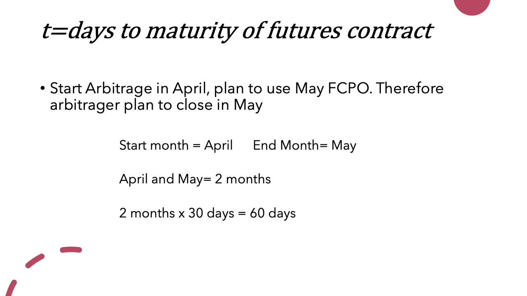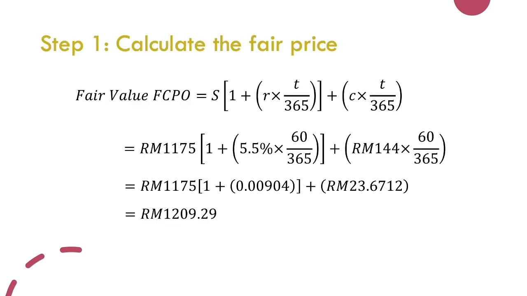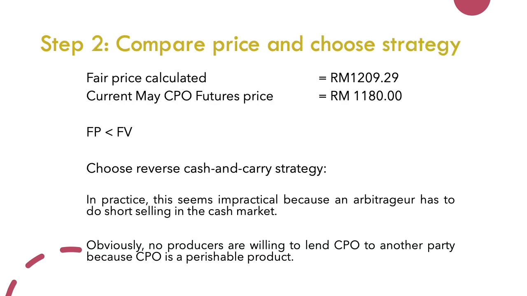However, in practice, this strategy seems impractical because an arbitrager has to do short selling in the cash market. Obviously, no producers are willing to lend CPO to another party because CPO is perishable product. So you cannot use reverse cash and carry strategy when futures price is less than fair value. You can go through the example question December 2013, question 3.